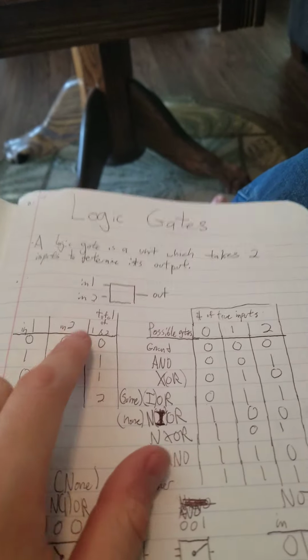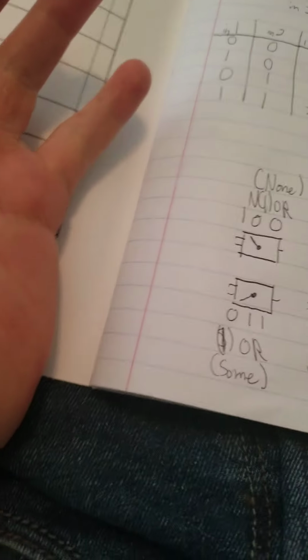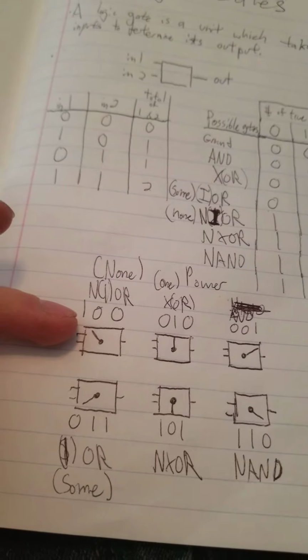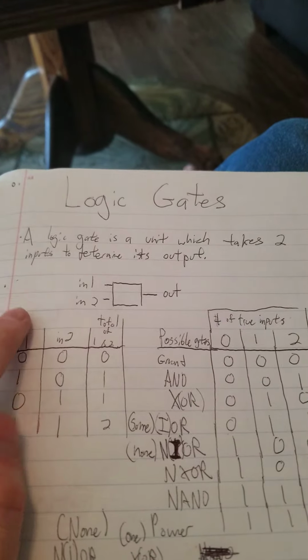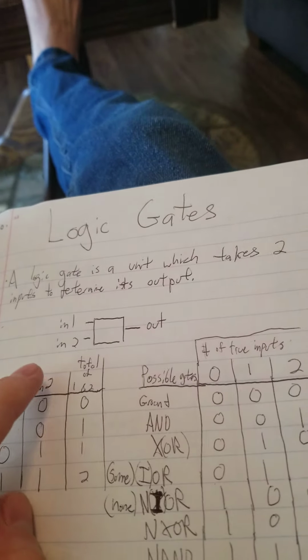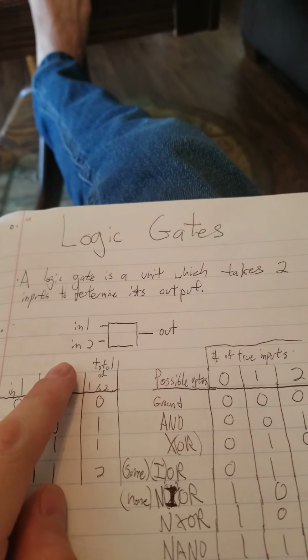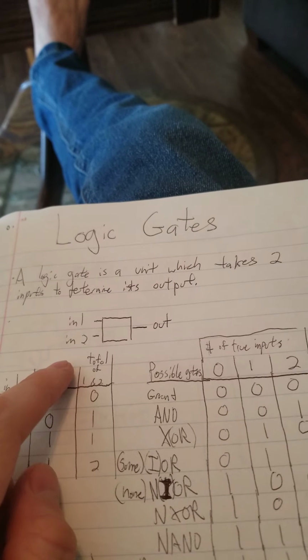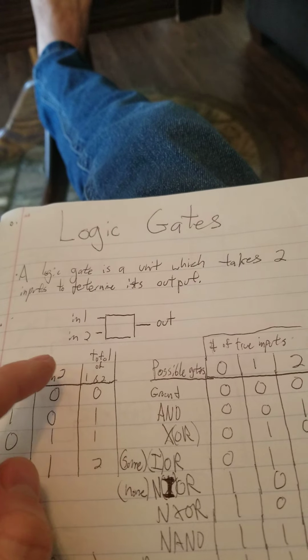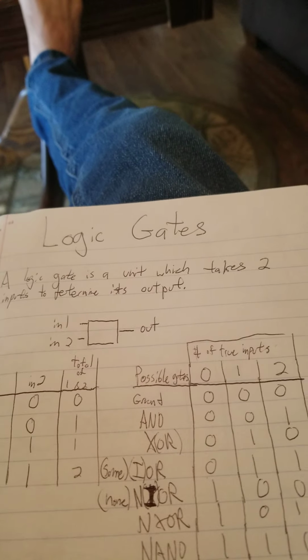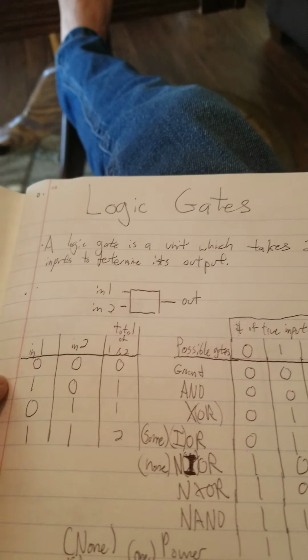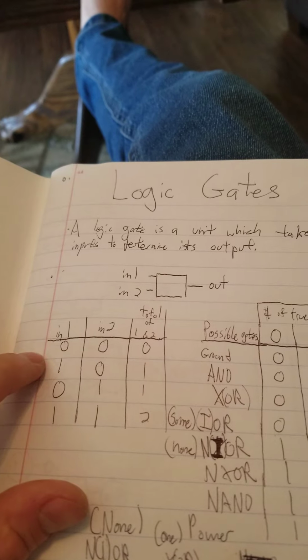So what I wanted to talk about today is logic gates, because I've invented my own symbology for how to represent logic gates, and I think they're pretty cool. A logic gate is a unit which takes two inputs to determine its output. The inputs and outputs are traditionally shown in zeros and ones, and falses and trues. They're pretty interchangeable, so I might use them interchangeably.